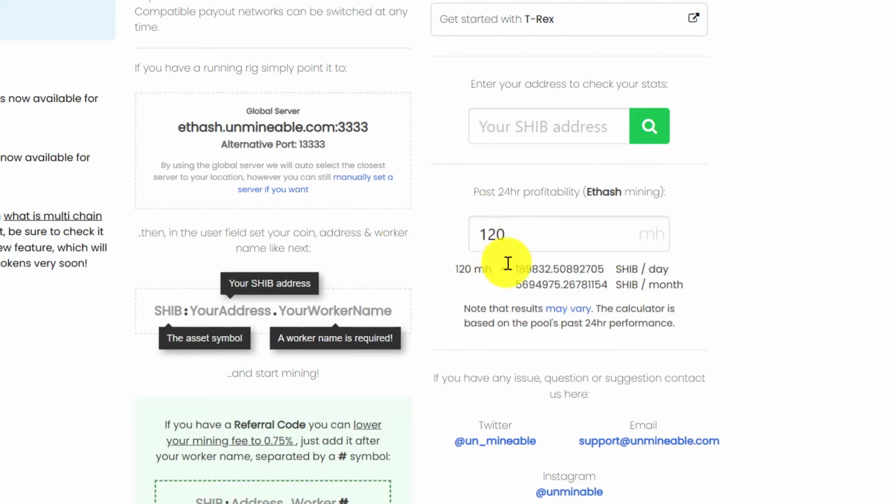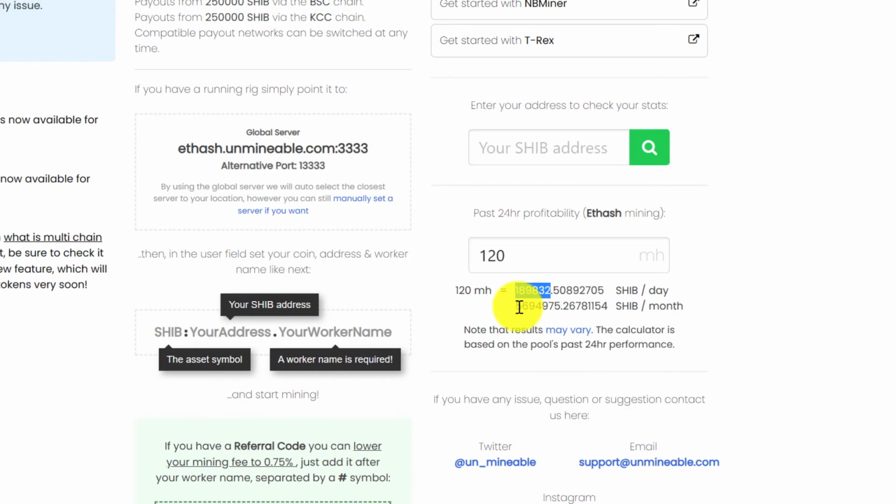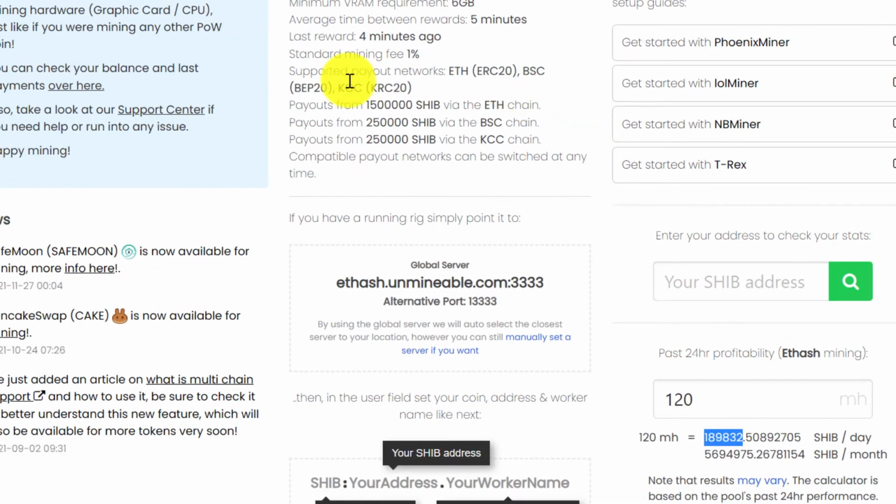You can see here that on Ethereum, I was able to mine about 189,000 Shiba Inu tokens per day just with the RTX 3090. Per month, it's saying I'd be able to mine about 5 million Shiba Inu tokens. So that was going to increase the rate at which I was finally able to get to a point where I could pay out the tokens that I mined.